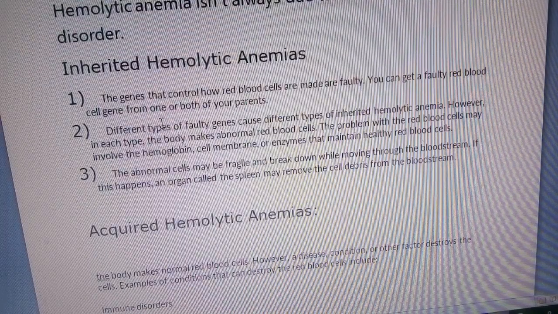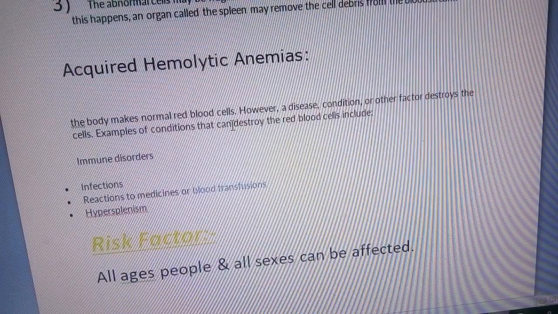What is inherited hemolytic anemia? That is, the genes that control how red blood cells are made are faulty. You can get a faulty red blood cell gene from one or both of your parents. Different types of faulty genes cause different types of inherited hemolytic anemia. However, in each type, the body makes abnormal red blood cells. The problem with the red blood cells may involve the hemoglobin, the cell membrane, or enzymes that maintain healthy red blood cells.